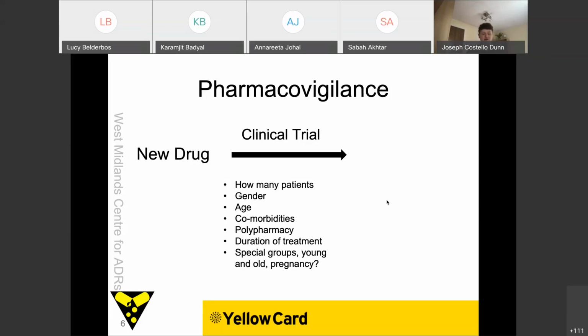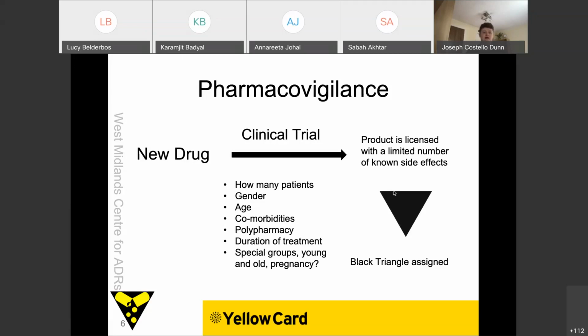Patients with comorbidities and taking multiple medications, so polypharmacy, are often excluded from the study protocol. The duration of treatment is often shorter than, for example, if a medication is intended to be used for the chronic management of a condition. As well as this, special groups of patients, so the young, the old, pregnant and breastfeeding, may also be excluded from the study protocol. And the product is then licensed with a limited number of known side effects that are seen in the clinical trial.